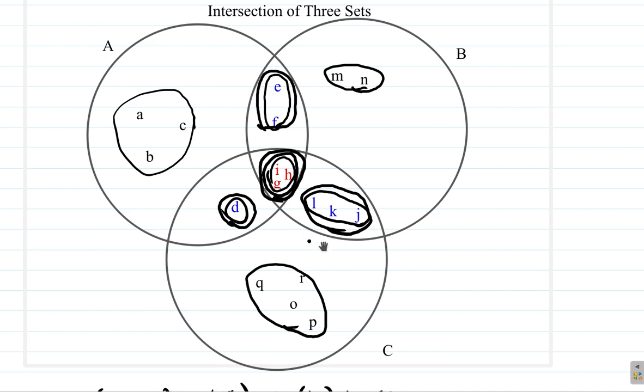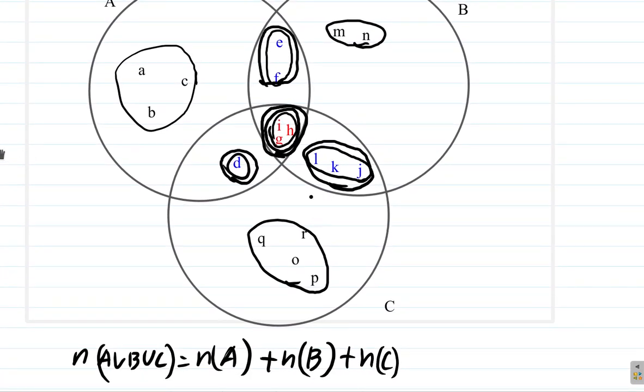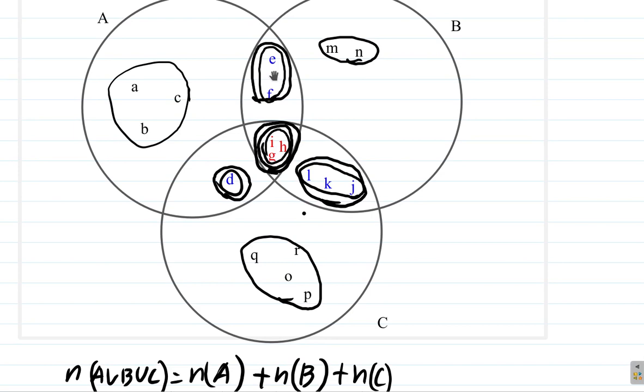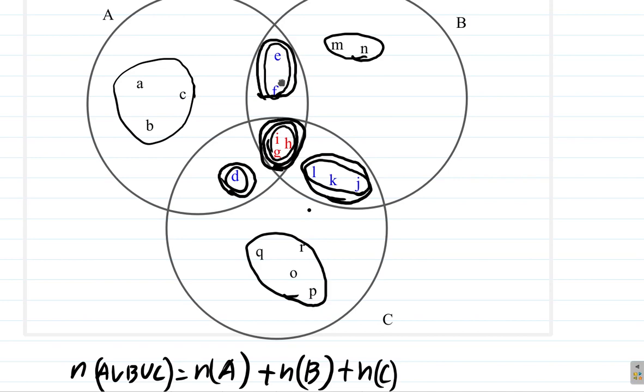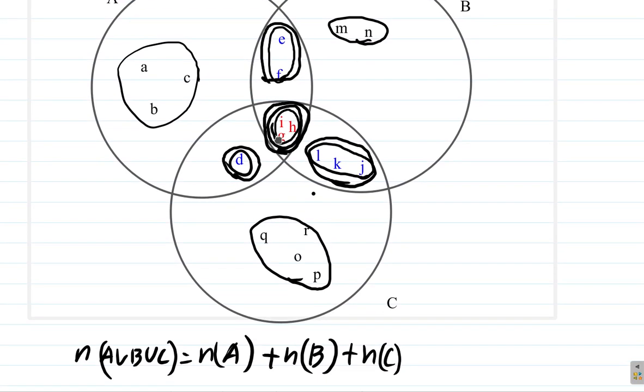Alright? So, what we have to do. This intersection was counted twice. We have to remove one of them. So, we minus the number of elements in A intersect B. These would be the elements in A intersect B. We would have E, F 2 times. We'd have to remove it.